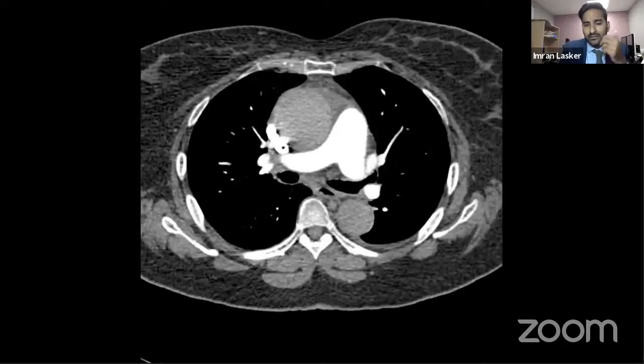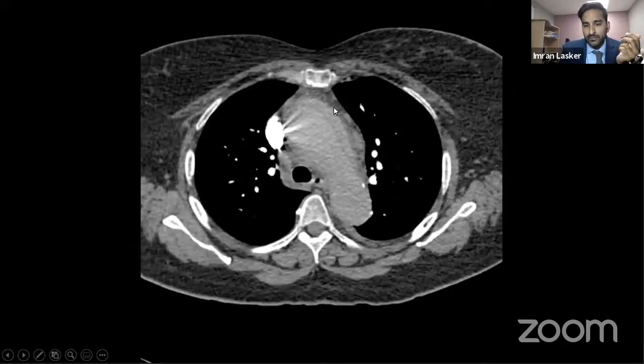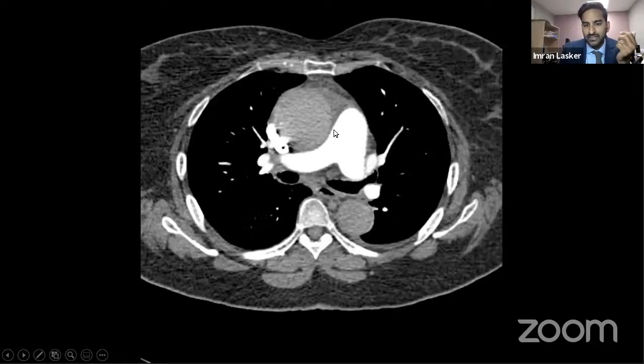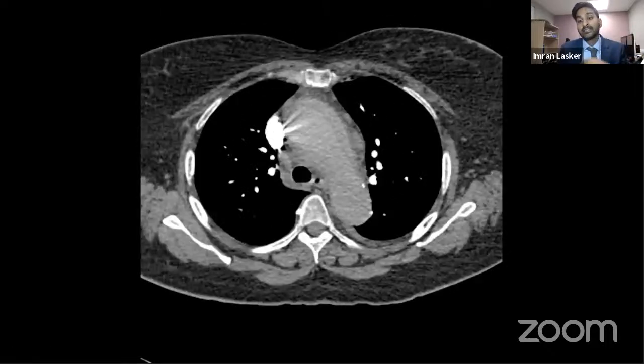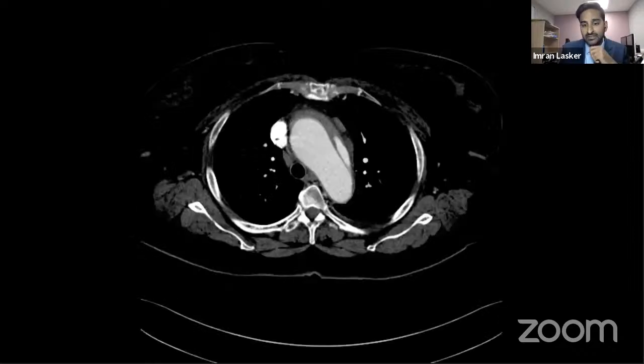Right, but then we couldn't see a PE, but as you come further up, you can see that there's a weird linear density that is sitting over here. What part of the body was that again? That's the aorta. So you've got to bring that patient back again and do another scan. And lo and behold, they've got an aortic dissection.